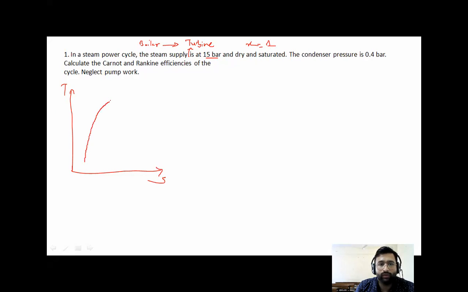So this is again, what is this called? This curve is called.